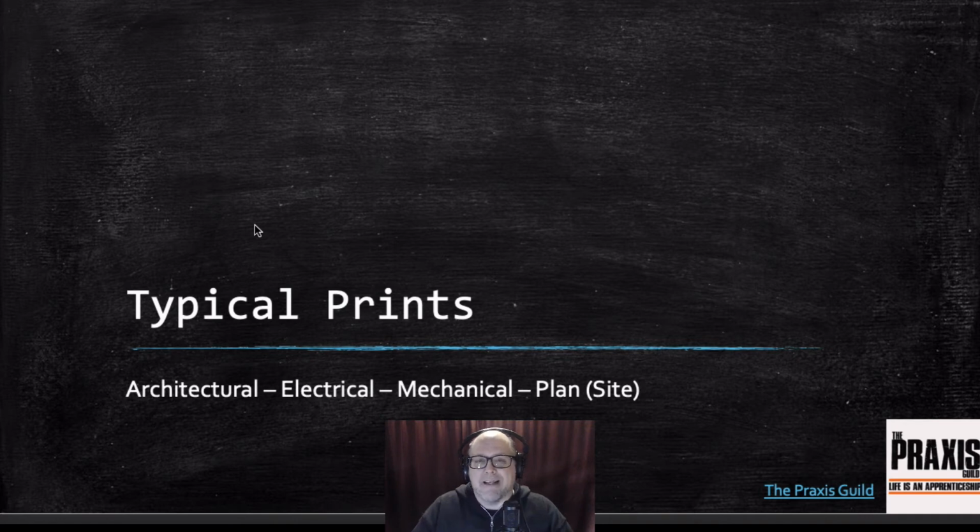Now, getting to prints, there are some typical prints that we would deal with primarily in the construction trades. They are architectural prints, electrical prints, mechanical prints, or they could be labeled plumbing prints. And then there's what we call a plan or a site print. These are the four main ones. They're not the only ones. There are subsets of these. But these are the four main ones that we're talking about.